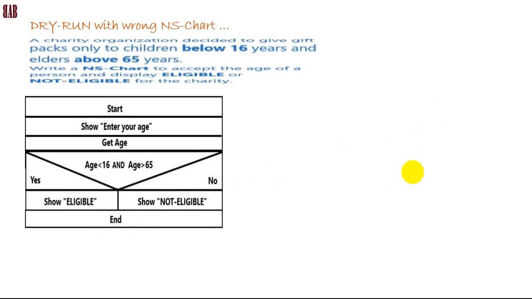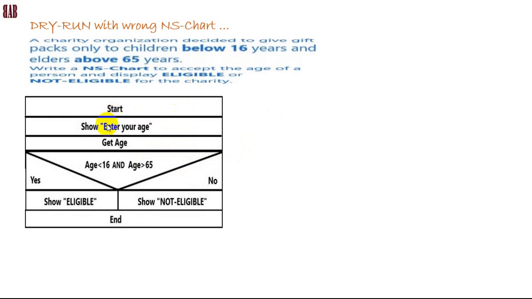Pause this video or stop this video, try your own version and see whether you can come up with a solution for this, and then you can watch the rest of the video. Okay, so let's go ahead. Here is a version I have done. This version, as I have said here, is a dry run with a wrong NS chart. So this is wrong. At the beginning itself, I'm telling you why this is not going to give us the intended result. That's why it's wrong.